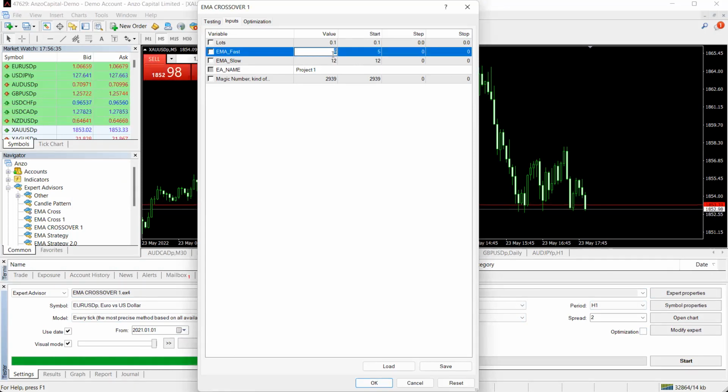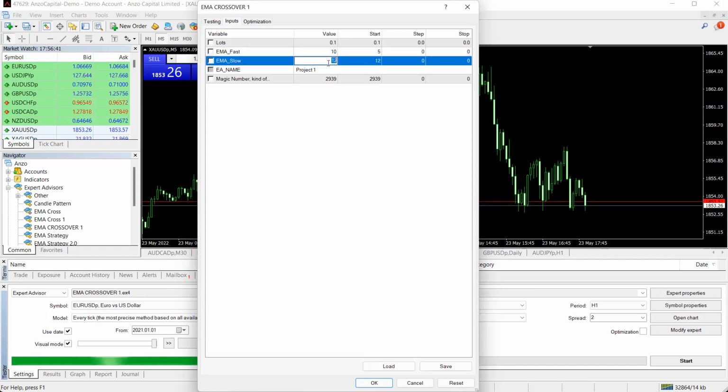So let's say you tested the 5 and the 12 and you don't really like the result, but you like the result of 10 and 20. You can just change this to 10, change this to 20, and play around until you get something that suits you. Anytime you reset it, it should go back to the default setting. So we're going to use the default setting. You can play around with the start lot size and all.